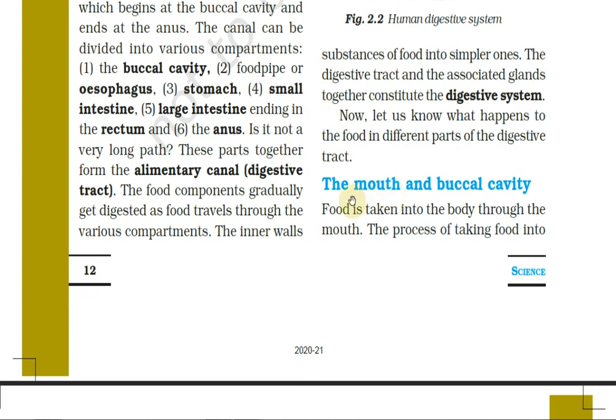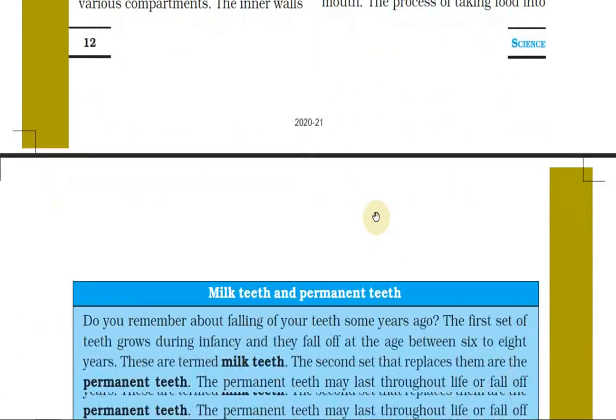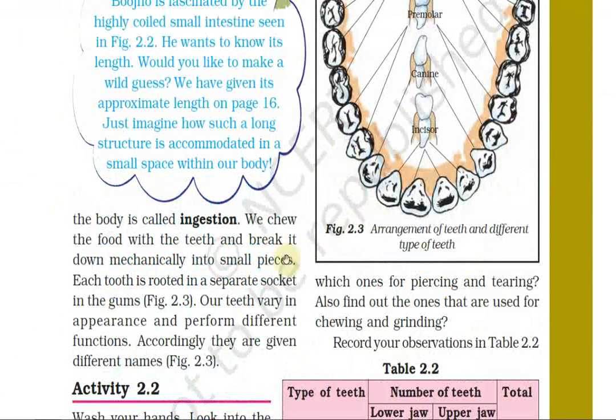The first one in the series is the buccal cavity, the mouth. Food is taken into the body through the mouth. This process is called ingestion. That means we swallow up the food. Swallowing the food is called ingestion. We chew the food so that we can break it into small pieces mechanically. That means we are using our mechanical energy to break the food into small pieces.